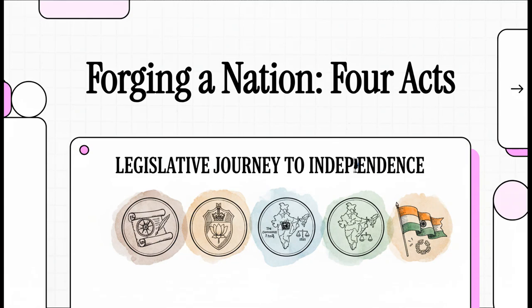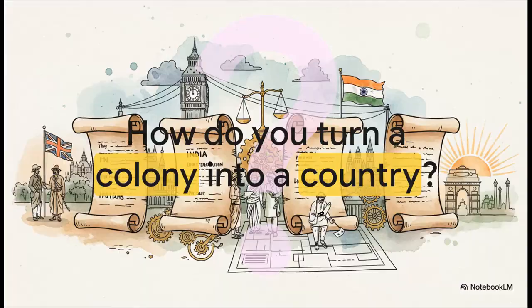Today, we're going to talk about how you build a nation on paper. We're diving into the legislative journey of India's independence, and we're going to do it by looking at 4 key laws passed by the British Parliament. Now, this isn't just about dusty legal documents. This is the story of how a colony was legally taken apart, and how a new country was built, piece by painful piece. So, let's start with that big question.